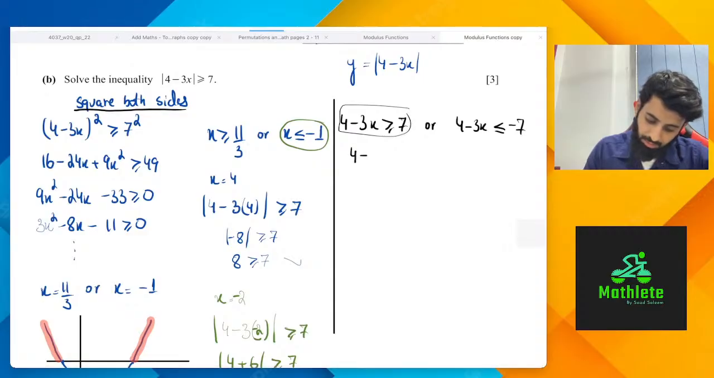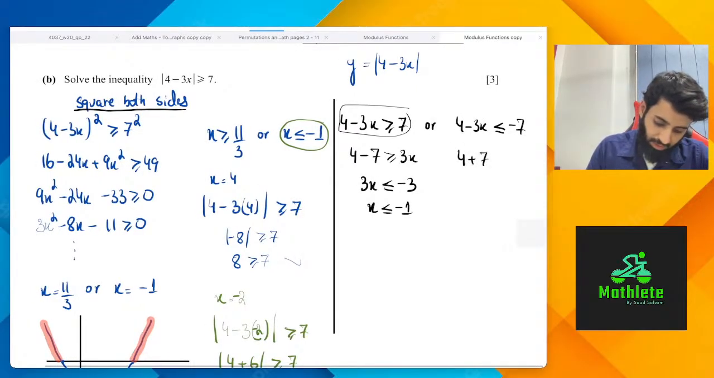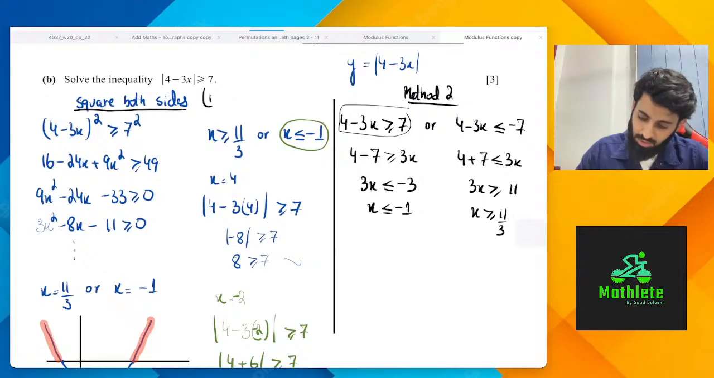So for this, it's going to be 4 minus 7 is greater than or equal to 3x. Let's write this nicely. So 3x is lesser than or equal to minus 3, which means x is lesser than or equal to minus 1. And then 4 plus 7 is lesser than or equal to 3x, which means that 3x is greater than or equal to 11, which means that x is greater than or equal to 11 upon 3. So this is the other method, method 2, and this was method number 1.